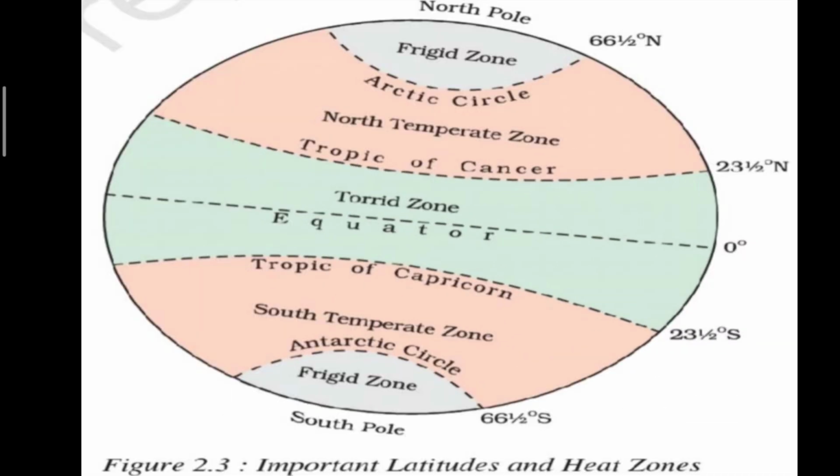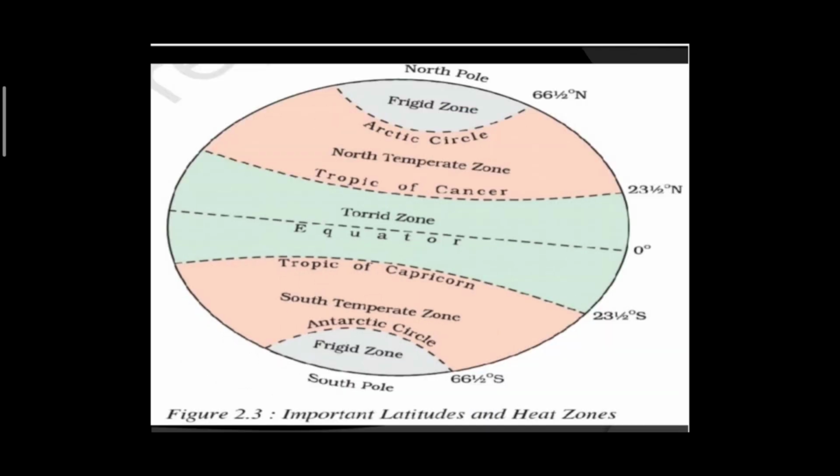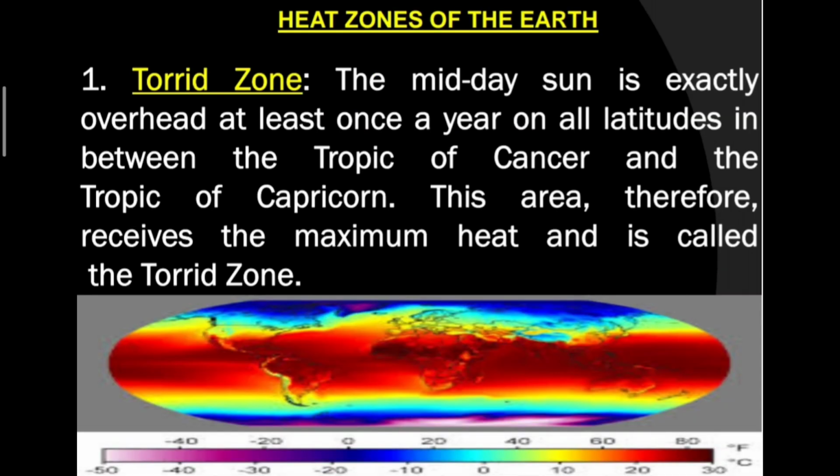This picture shows important latitudes and heat zones also. So, look at it very carefully. Now, heat zones of the Earth, a very important part of your chapter. There are 3 heat zones of the Earth. Number 1, torrid zone. Number 2, temperate zone. And number 3, frigid zone.